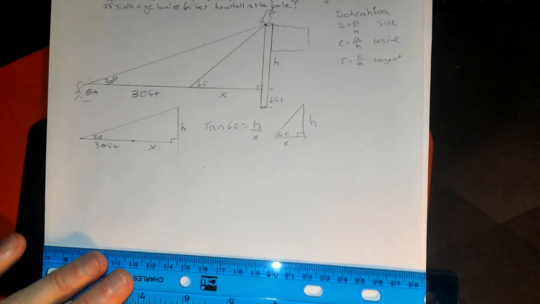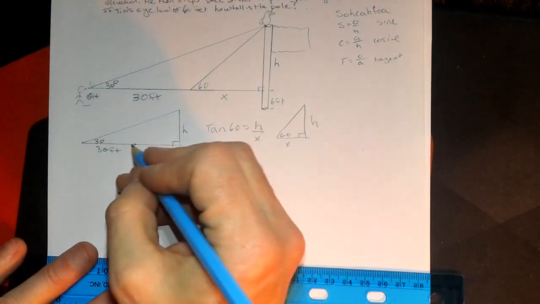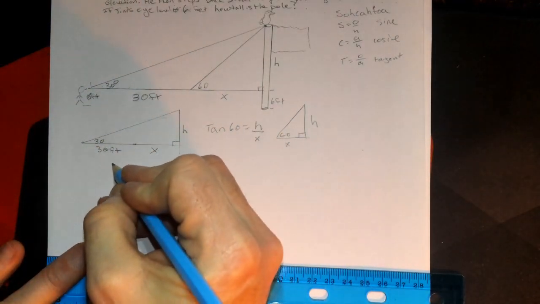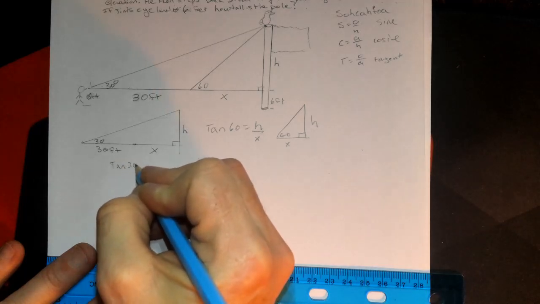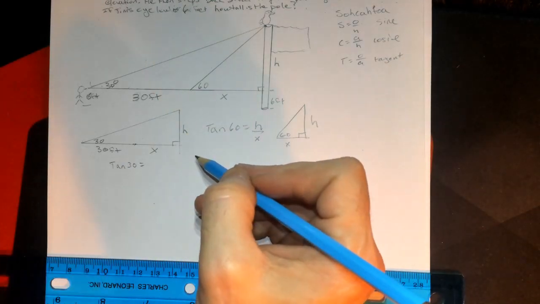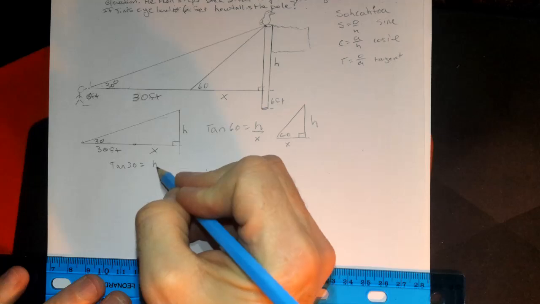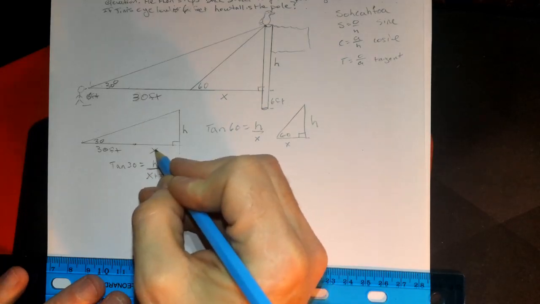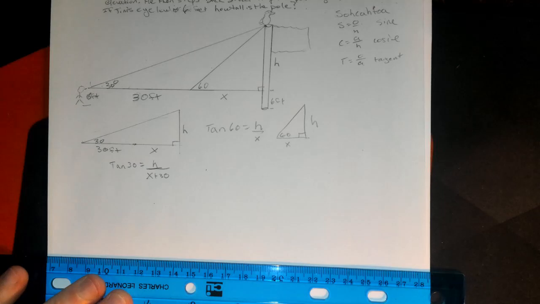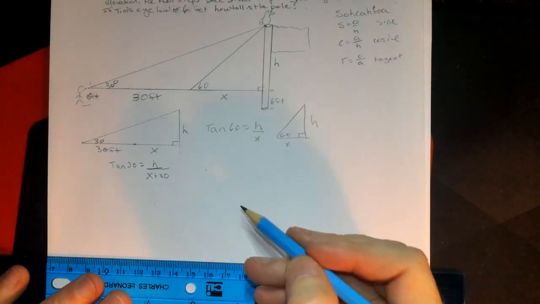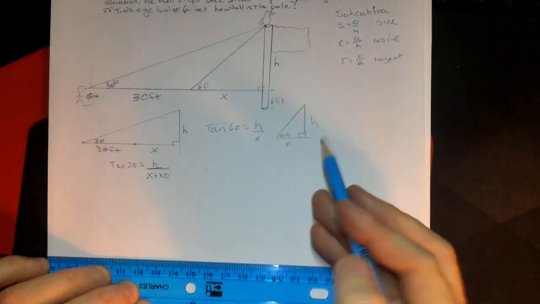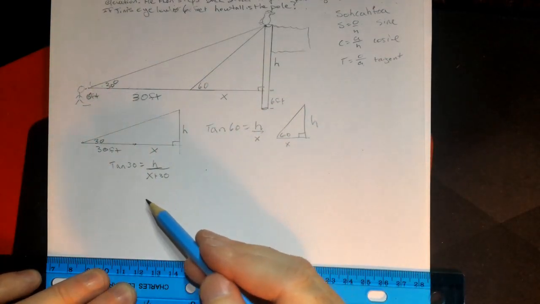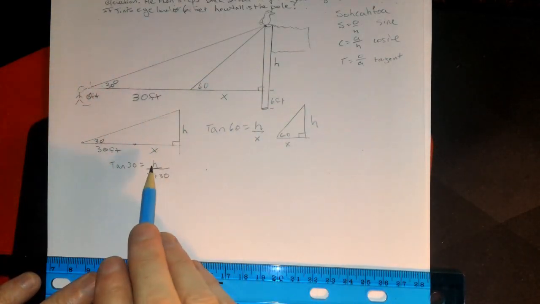So I can use the same setup, and I can conclude that the tangent of 30 degrees is equal to h over x plus 30, because that is the length of this whole side here. So at some point we're going to need to say, all right, they both have an h, they both have an x, however x is in the denominator, so I could probably solve for h, right?